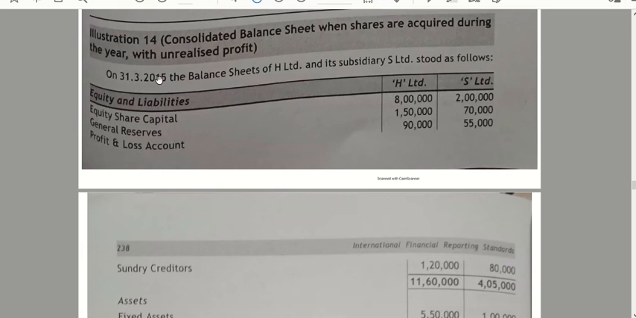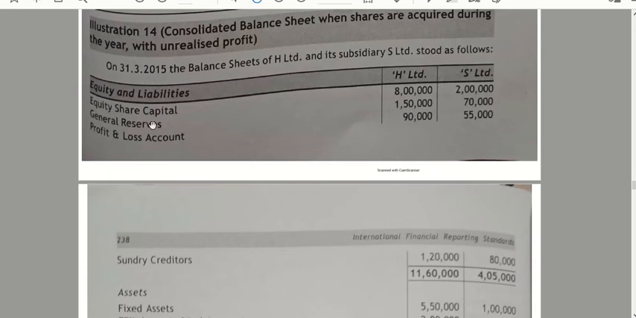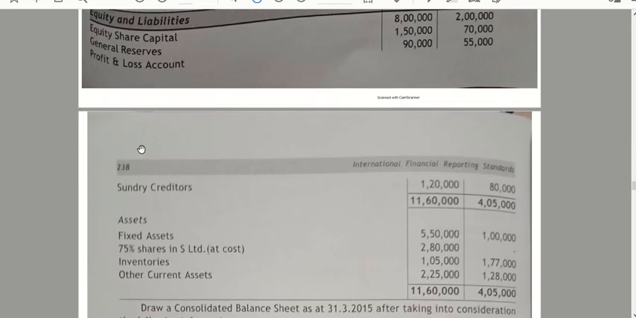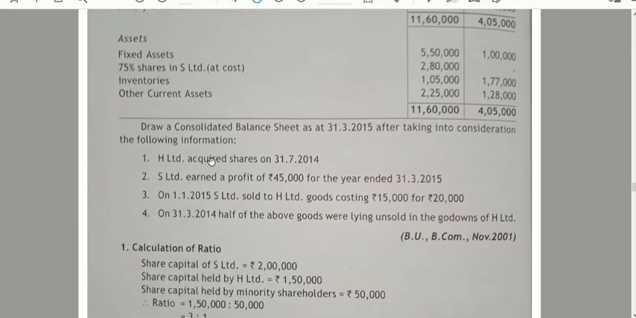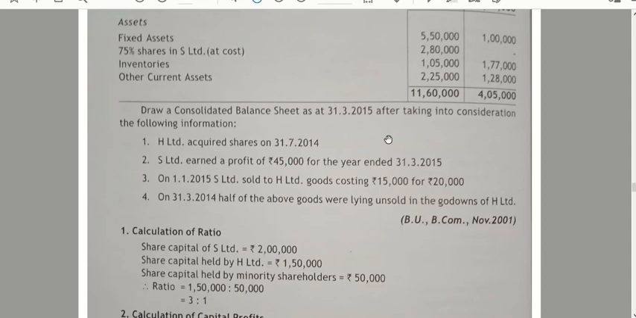On 31/3/2015, the balance sheet of H Limited and its subsidiary S Limited stood as follows. We have the equity capital. The holding company is H. The subsidiary company is S. Equity share capital, general reserve, profit and loss account, sundry creditors. Assets: we have fixed assets, 75% shares in S Limited at cost, inventories, other current asset. Draw the consolidated balance sheet as at 31/3/2015 after taking into consideration the following information.